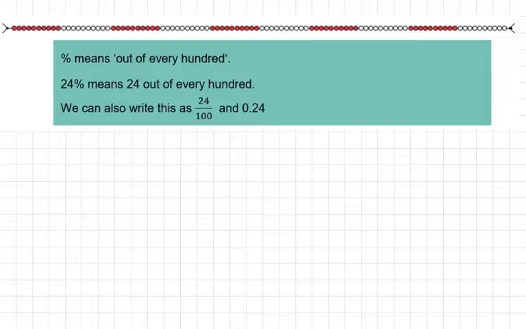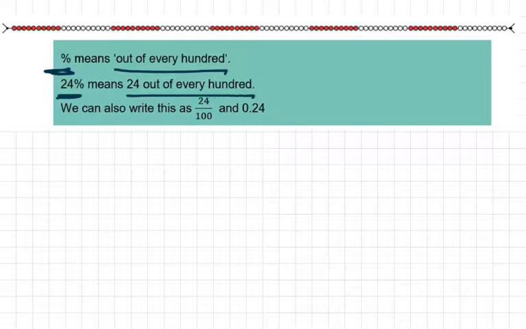Okay, so just another reminder from last week, the word percentage means out of every 100. 7 out of every 100 is 7%. 15 out of every 100 is 15%. 60 out of every 100 is 60%. 24 percent means 24 out of 100.